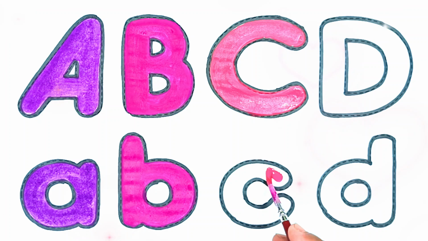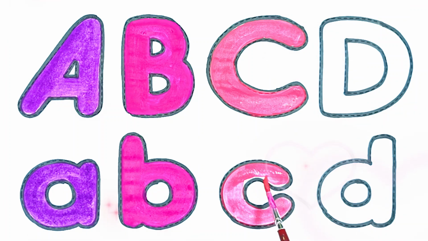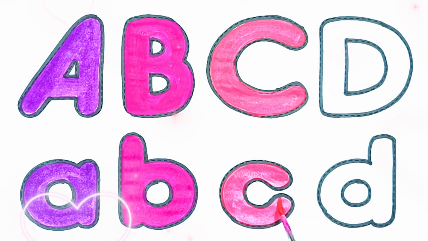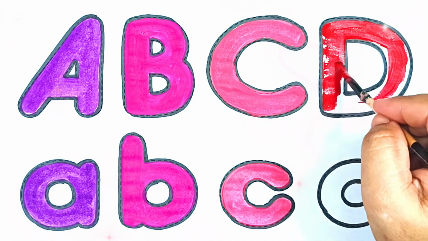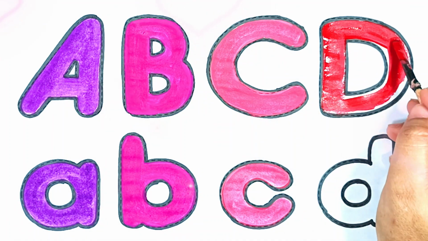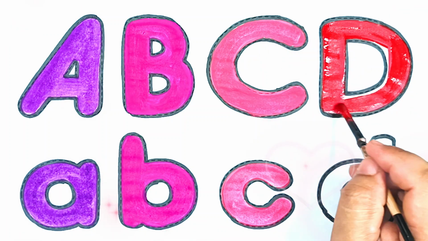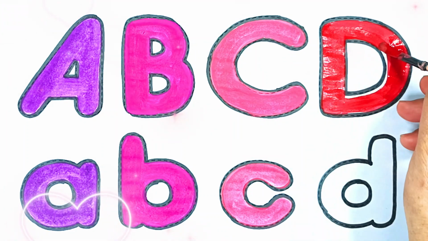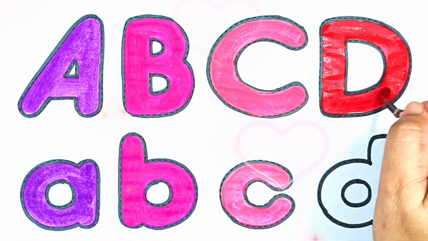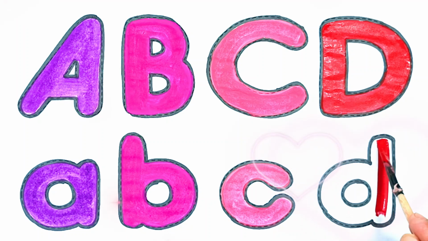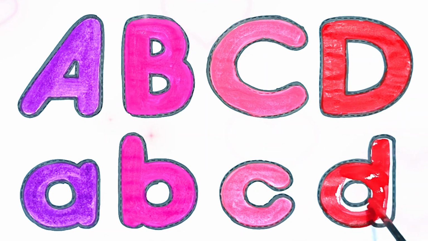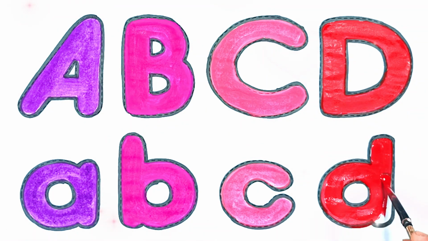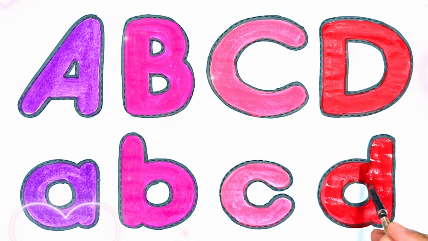C is for car. C is for carrot. D is for duck. D is for door.